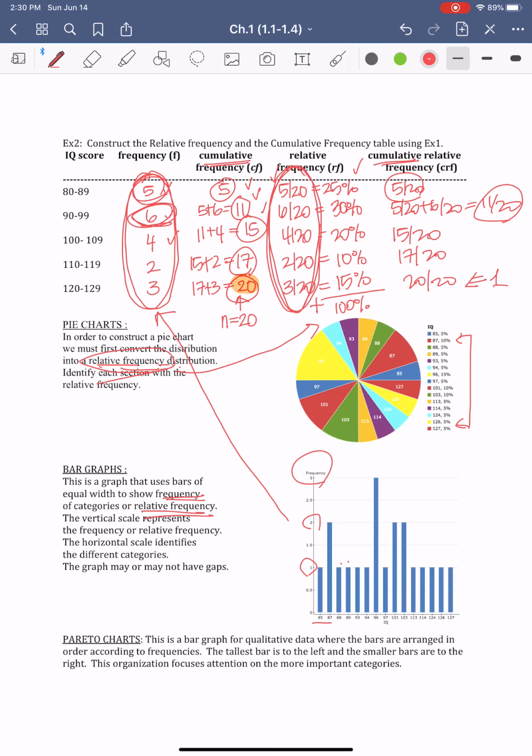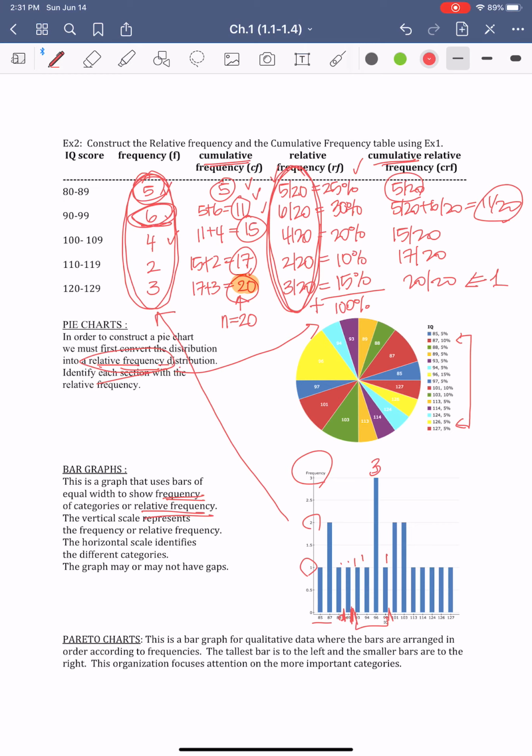And you can look at the next one, which represents 90 to 99. So that's this, 90 to 99. This many: 1, 2, 5, 6, right? Because 1, 1, 3, 1. 1 plus 1, 2, 2 plus 3, 5, 5 plus 1, 6. So you see that's 6, and so on.